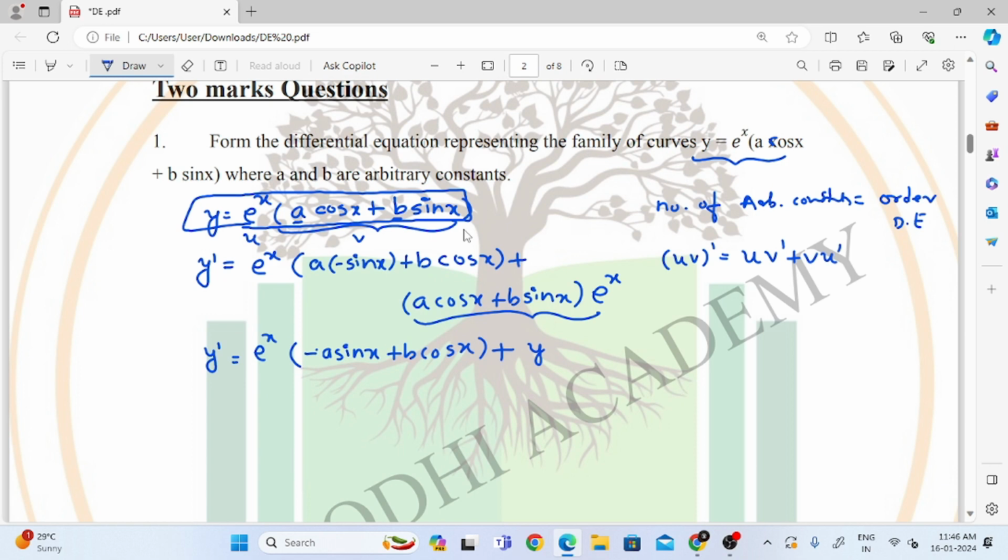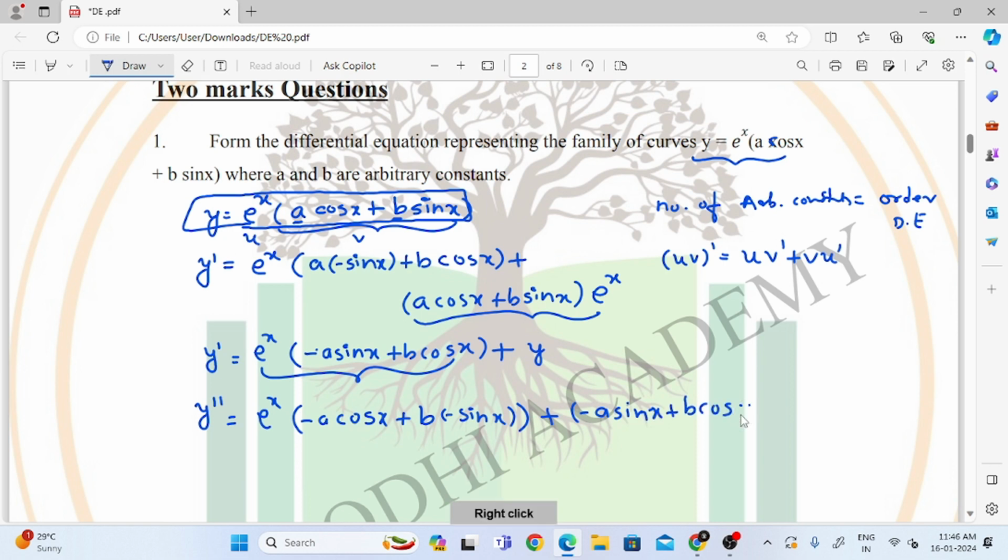Now we will take the derivative again. So the derivative of y dash, that is y double dash, is equal to, now here again we have to take the UV rule. So e raised to x as it is times the derivative of this bracket, that is minus a times the derivative of sin x, that is cos x, plus b as it is times the derivative of cos x, that is minus sin x. Then plus, the second time we take the bracket as it is, that means minus a sin x plus b cos x, and the derivative of e raised to x, that is e raised to x, then plus the derivative of y, that is y dash.